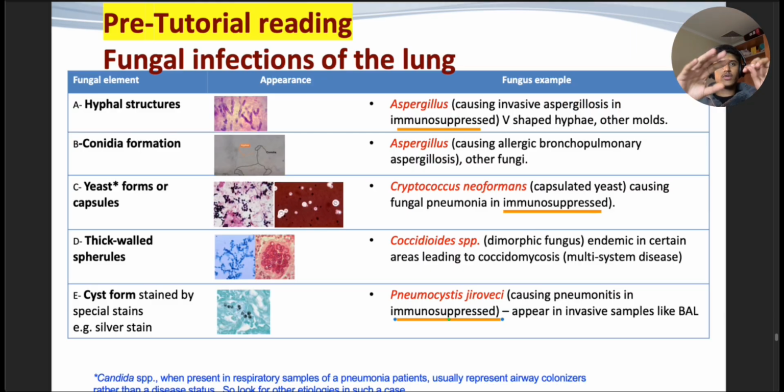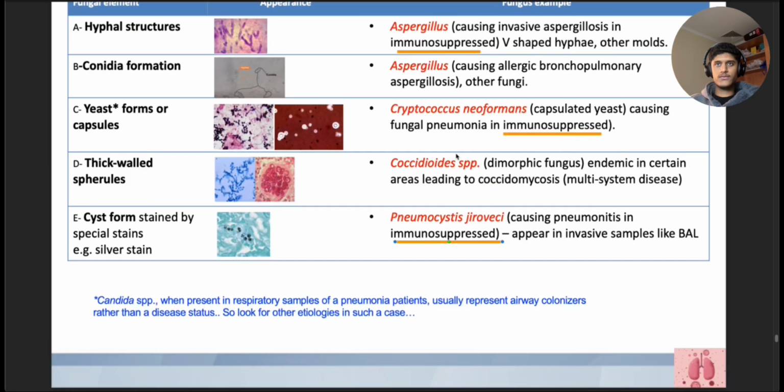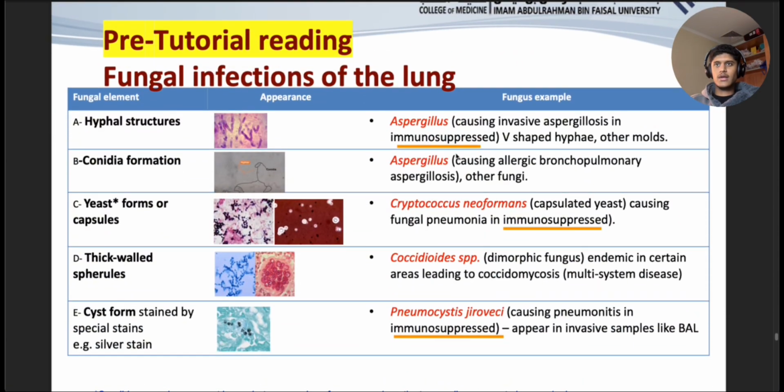Okay, I will give you some tips regarding these two slides, the fungal infection one and the parasitic infection one, based on some of the things that the doctor talked about. First of all, focus on the immunocompromised ones and know the fungal example, the one in red, and a unique key clue for each one of them. The first one, Aspergillus, shows hyphal structures, V-shaped branching, and has spores.